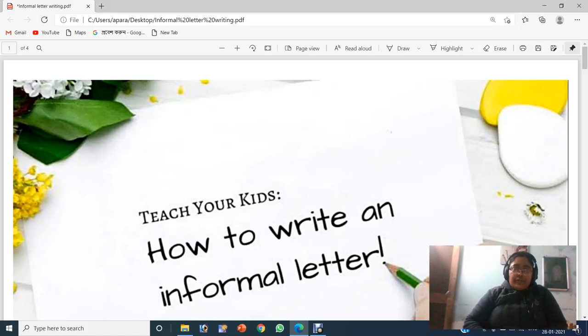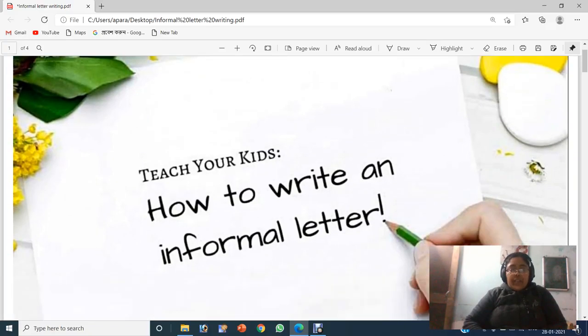Good morning, children. Today we are starting informal letter writing. We will start learning how to write an informal letter.